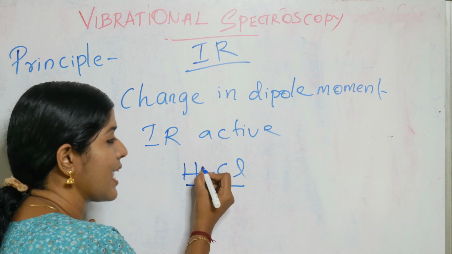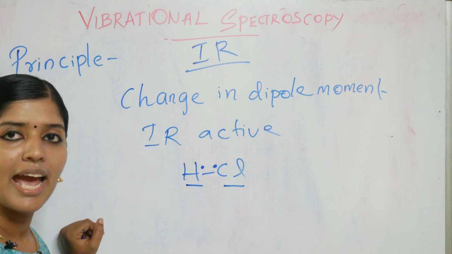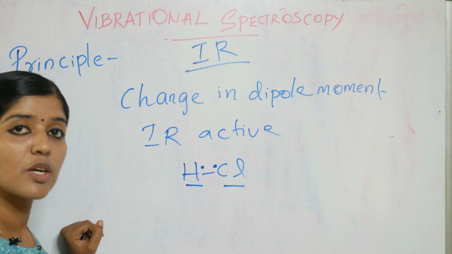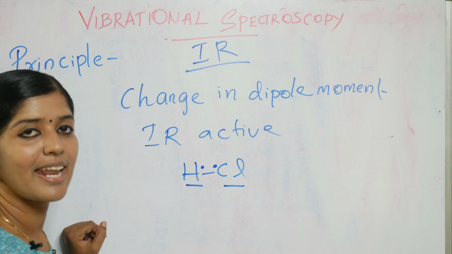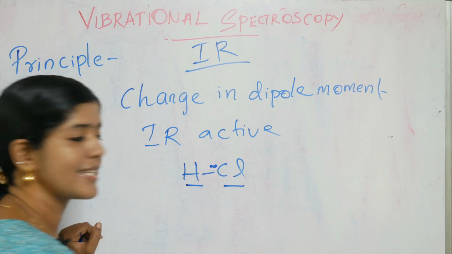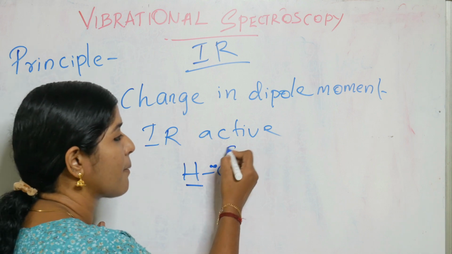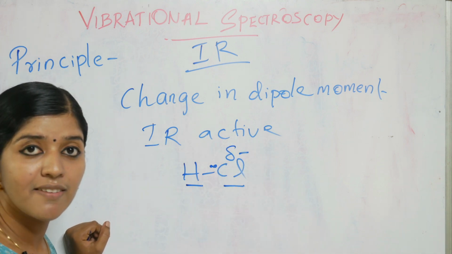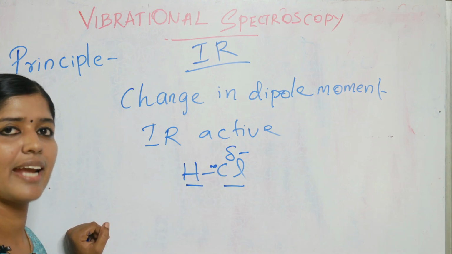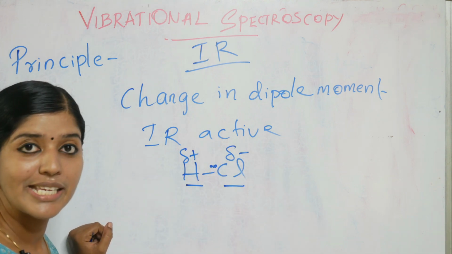In the case of HCl, hydrogen has an electron and chlorine also has an electron, and those electrons should be shared in this bond. But since chlorine is more electronegative than hydrogen, chlorine has a tendency to pull both electrons towards itself. Since both electrons lie towards chlorine, it will have a partial delta negative charge. Delta represents partial, not complete. Hydrogen will have a partial delta positive charge.